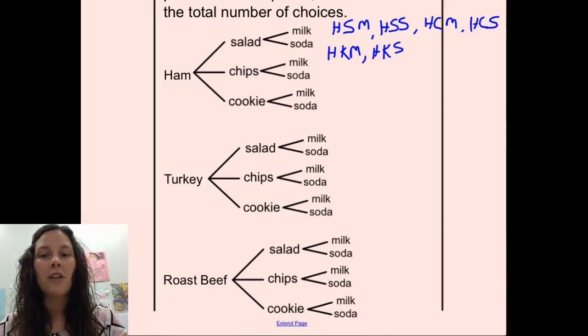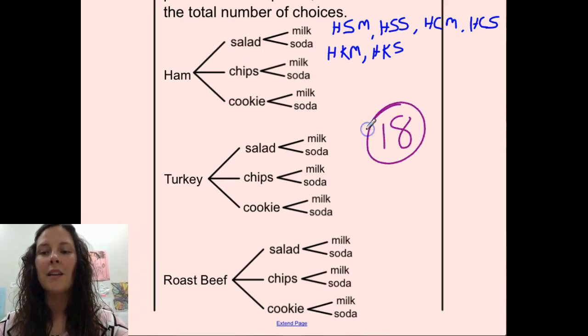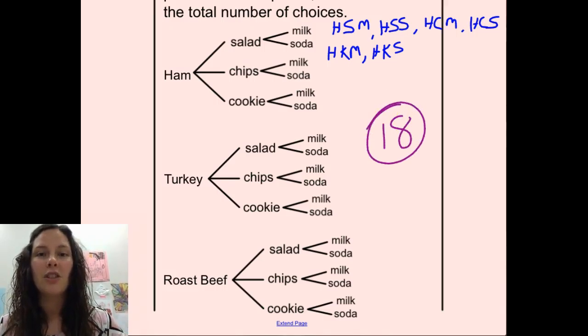And then finally, we'll figure out the total number of choices. So for ham sandwich alone, we have 6 choices. We also have those same 6 choices with a turkey sandwich instead, and 6 choices with roast beef. So adding those all together, the 6 plus 6 plus 6, gives us a total number of 18 possible lunch combinations that we could order.